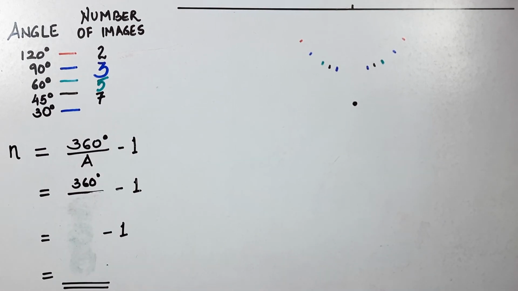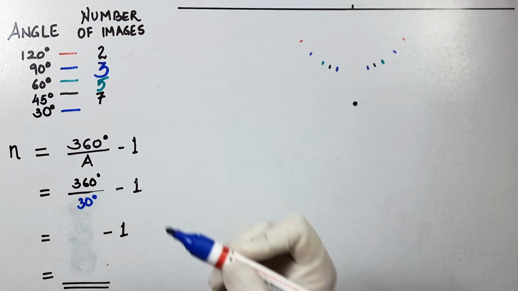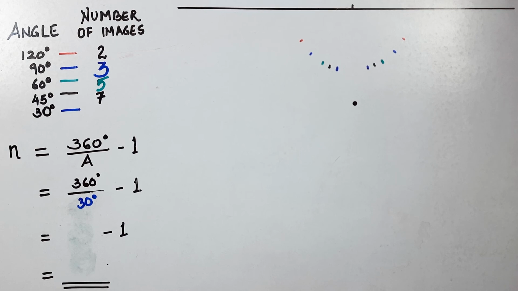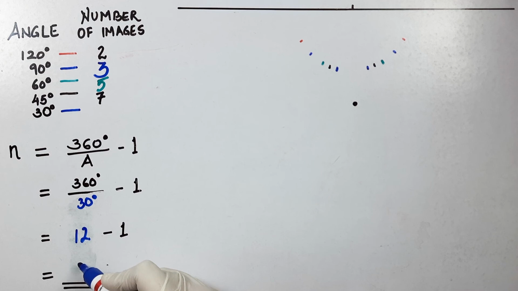So that brings us to the last experiment that we are going to try now. We are going to place the mirrors at 30 degrees, and for 30 degrees, here is the formula. I'm going to place 30 here, and 30 goes 12 times in 360. So I'm going to write 12 here, and that's why we should expect 11 images. Now this is going to be the trickiest part, but let's see how we can try and find out those images.